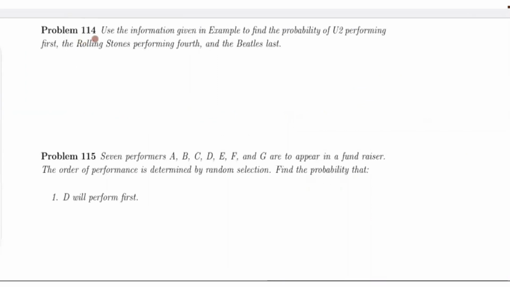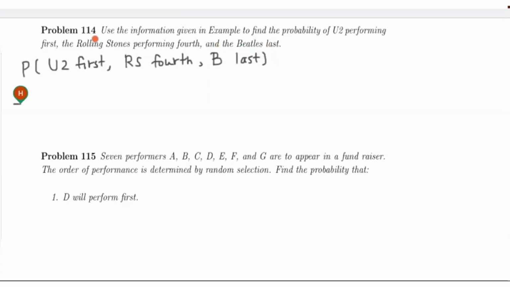Let's try problem 114, which is a continuation of what we just had. Use the information in the previous example to find the probability of U2 first, Rolling Stone fourth, and Beatles last. Now U2 is positioned again, so this time I'm looking for a new probability. The event is now U2 first, Rolling Stone fourth, and Beatles last. You have changed the event.